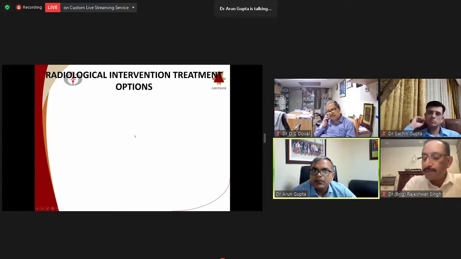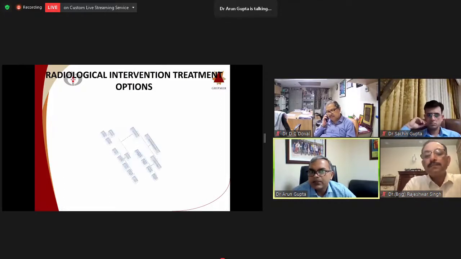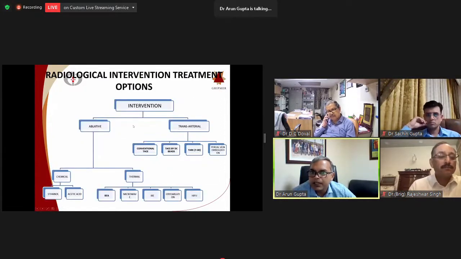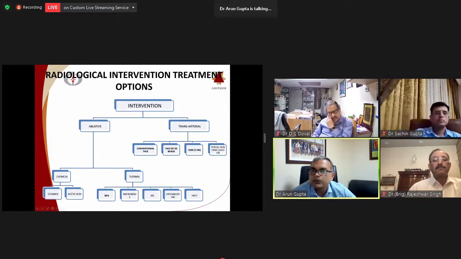So coming to what therapies interventional radiology offers, we can divide them into ablative therapies and transarterial therapies. Ablative therapies can be chemical, ethanol and acetic acid. Thermal can be radiofrequency ablation, microwave ablation, irreversible electroporation, cryoablation, and HIFU. Transarterial therapies include conventional TACE, drug-eluting bead TACE, transarterial radioembolization, and also the role of pre-surgical portal vein embolization.